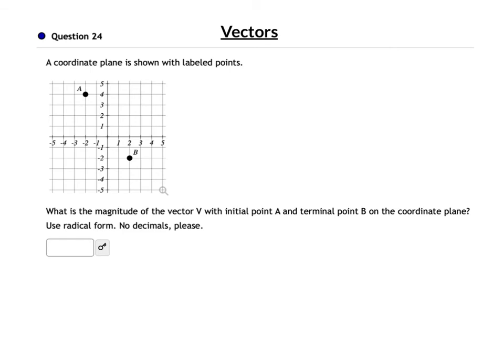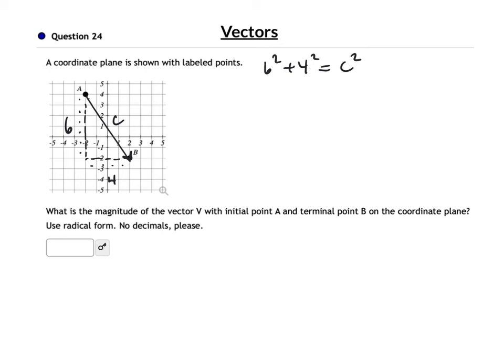Question 24. What is the magnitude of the vector v with initial point A and terminal point B in the coordinate plane? There it is. The magnitude refers to the length. So what we need to do is find the length. Now, you could use the Pythagorean theorem if you made a triangle and counted 1, 2, 3, 4, and 1, 2, 3, 4, 5, 6, and you could call this C or whatever you want. 6 squared plus 4 squared equals C squared, and find C, and that would give you the answer.